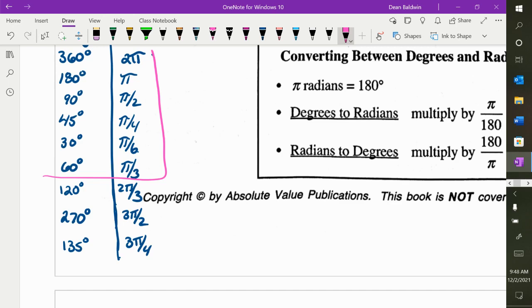What about, you want to do 15? Here's 15. I'm running out of room here. This is the last one. 15 degrees. It's just 30 divided by 2. So pi over 6 divided by 2 is? Pi over 12.